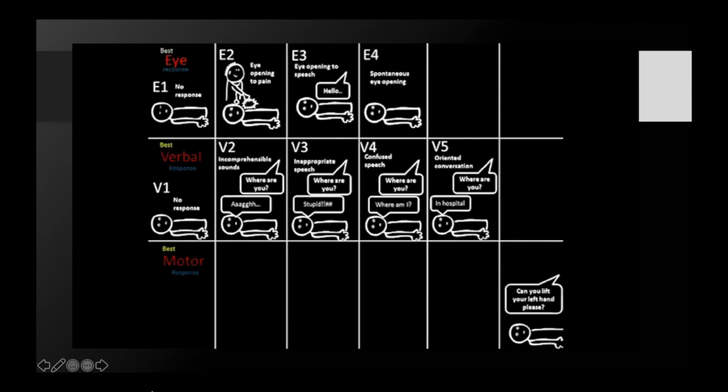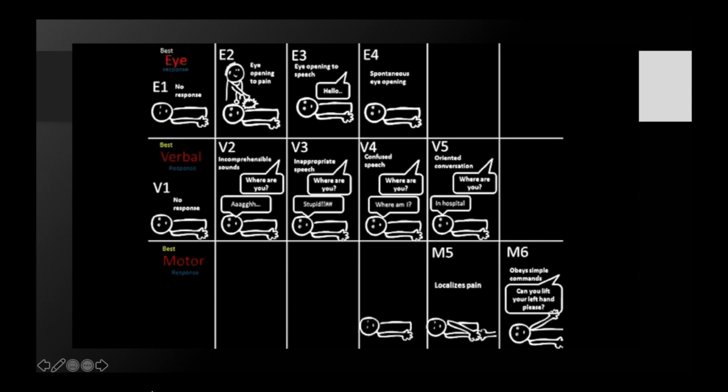If he correctly lifts his left hand, then he's obeying our command, so he's given a score of M6 for obeying our simple command. Next, we give a painful stimulus to the patient and check the motor response. If he localizes the pain, where we are giving the painful stimulus, he is given a score of M5 for localizing pain.